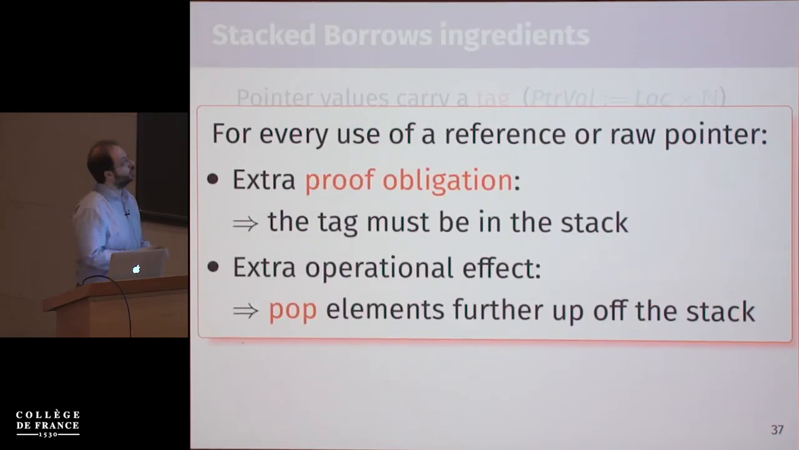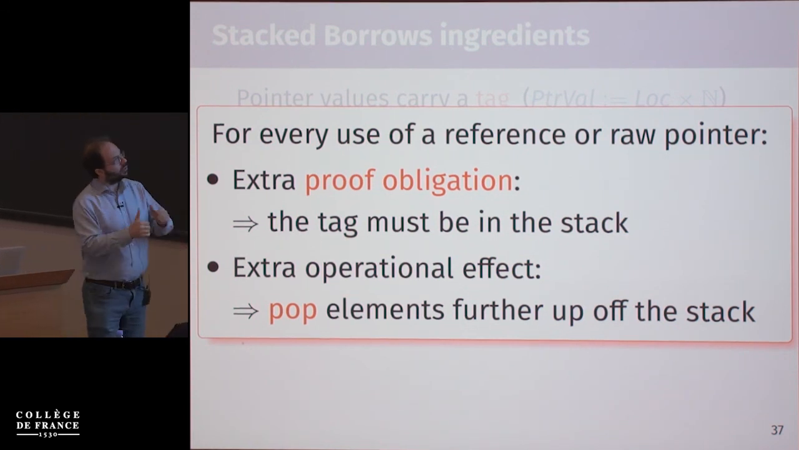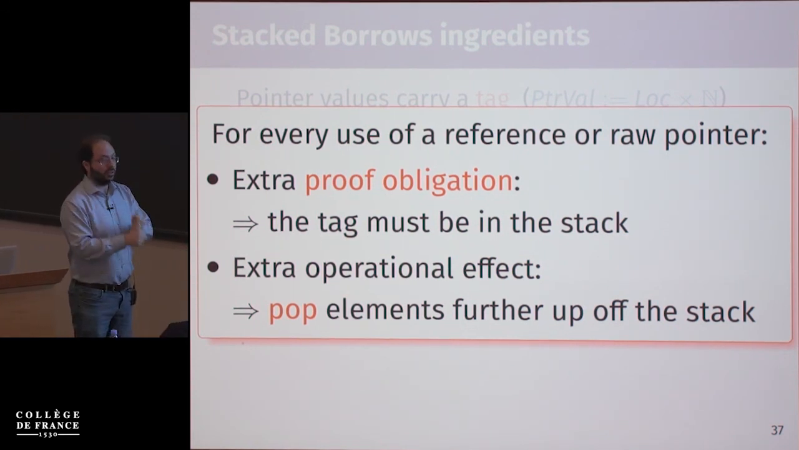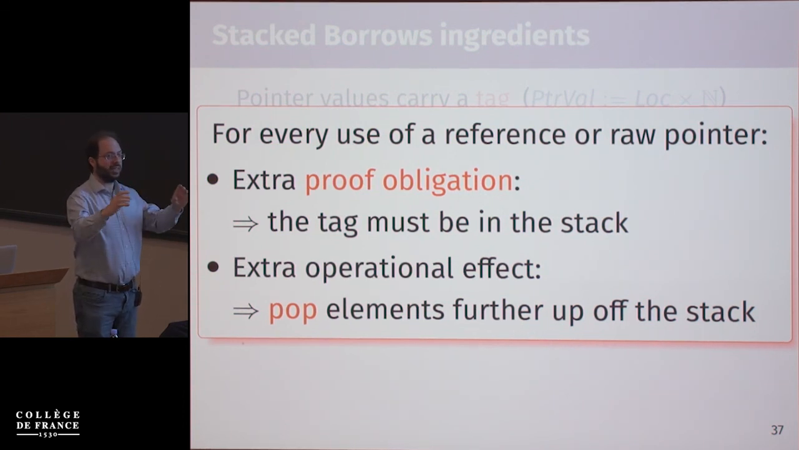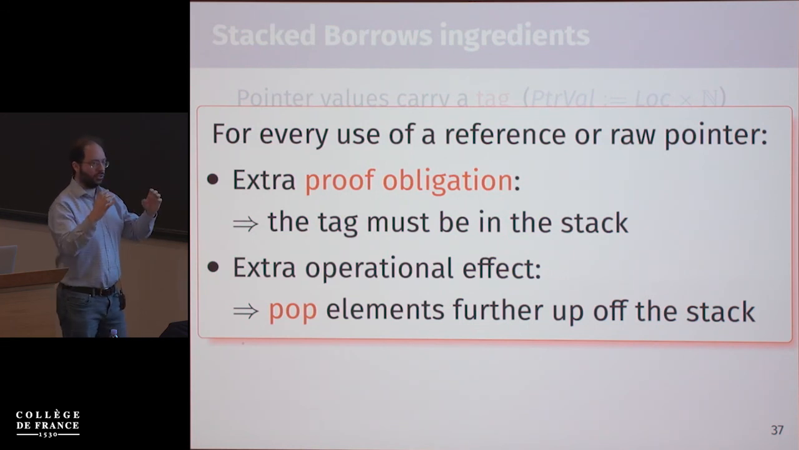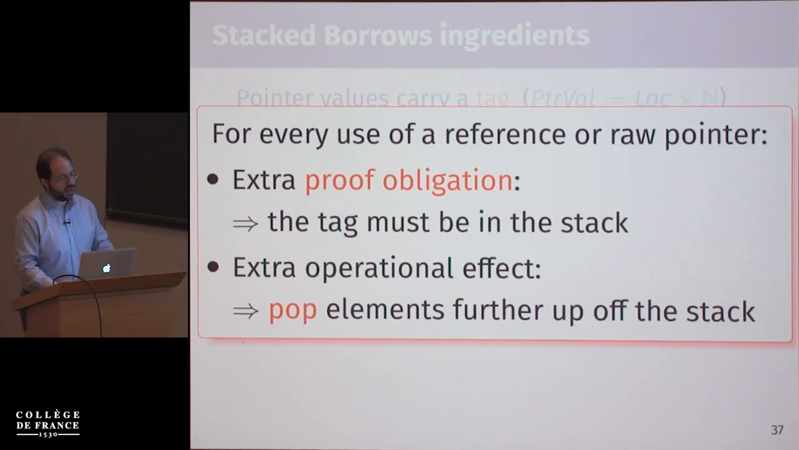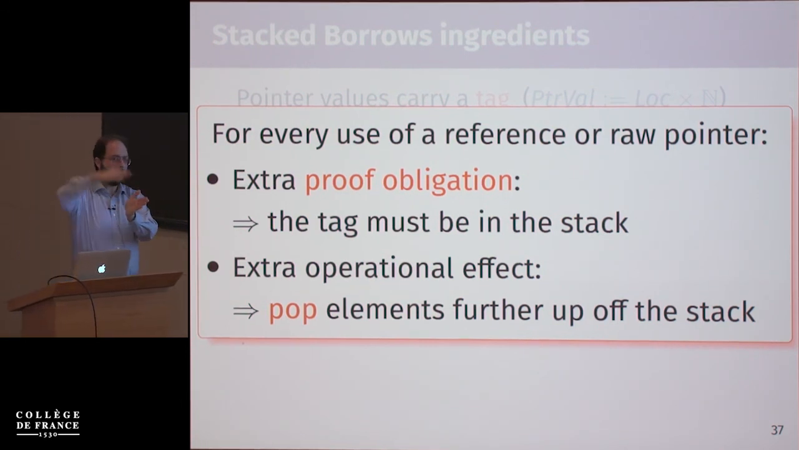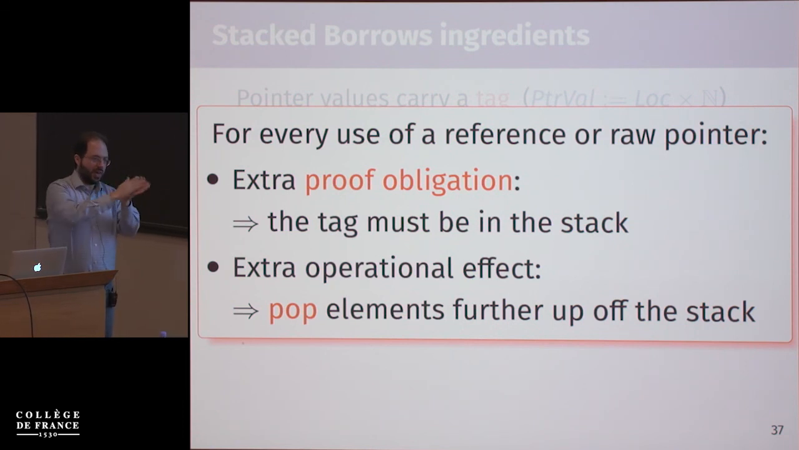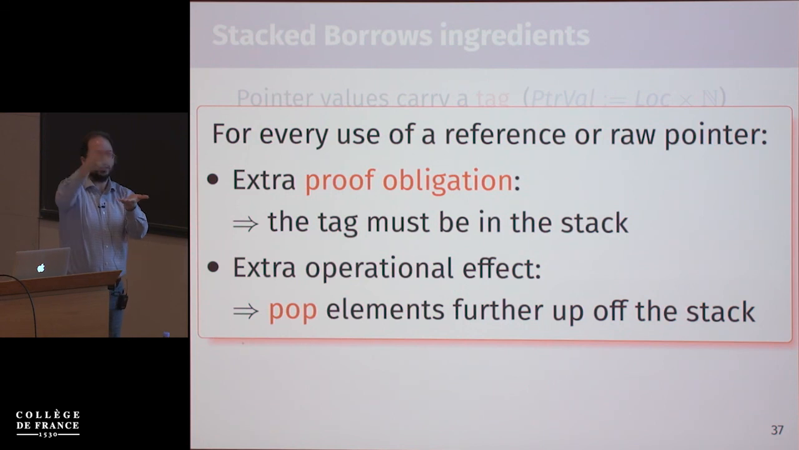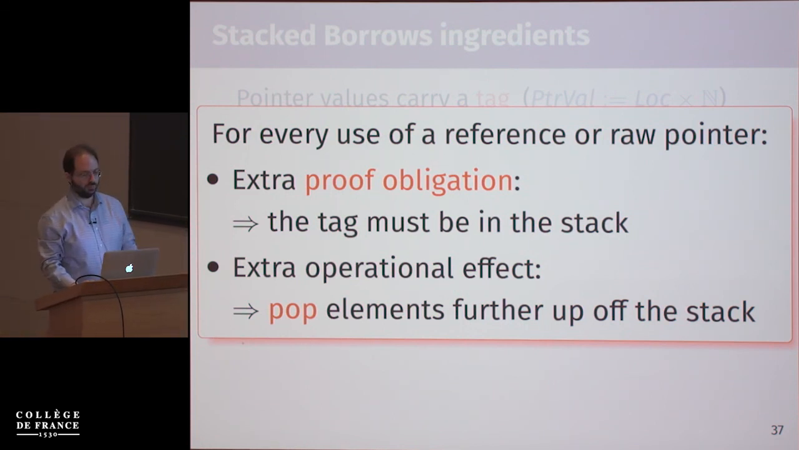And then we have two rules about this. First, whenever you use a reference, there's an extra proof obligation: you have to make sure that reference is still in the stack of the location you're accessing. So the alias you're using is still a valid reference to that location. And secondly, when you use it, you pop any elements that are on top of your element in the stack, because those are no longer going to be allowed again. As in the AB-AB example, when we have A, and then B, and then we use A again, we pop B off the stack. So if we try to use B again, it's not going to be in the stack.